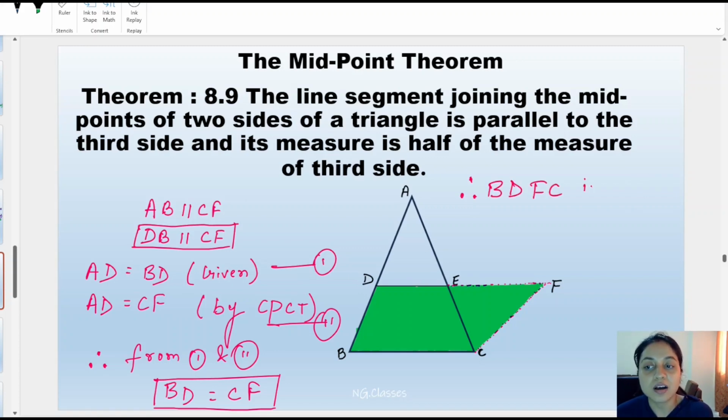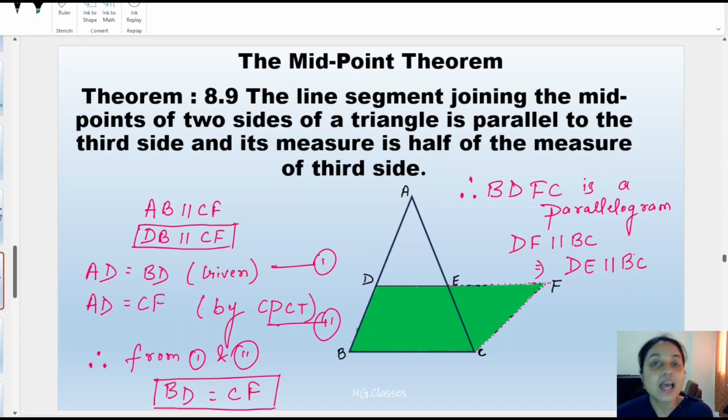BDFC is a parallelogram. And since we have proved that it's a parallelogram, its opposite sides will be parallel and equal to each other. So from here we can write that side DF must be parallel to side BC, which implies that side DE must be parallel to side BC. And also from here we can write that DF is equal to BC. Both sides must be equal in length.